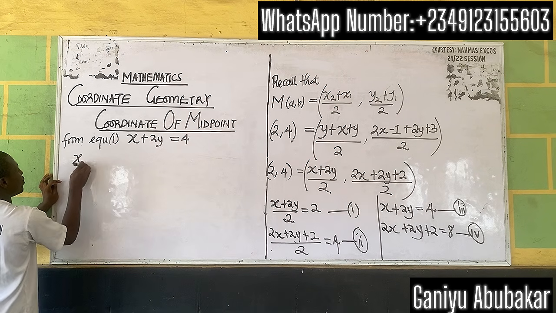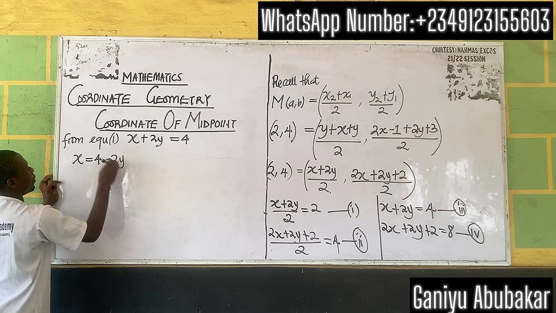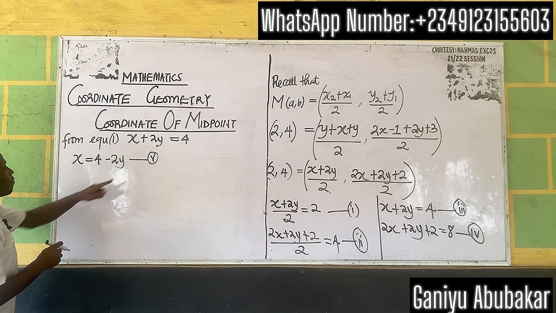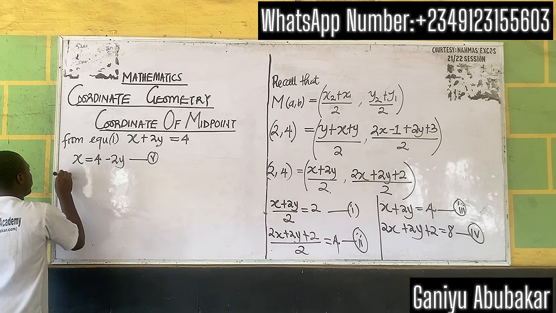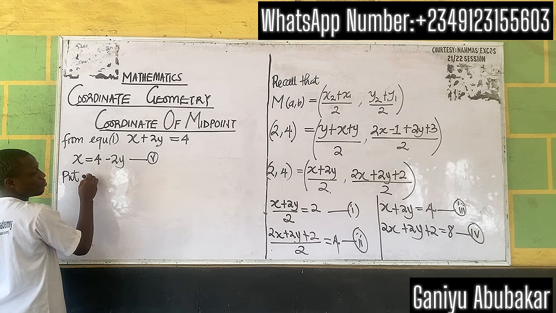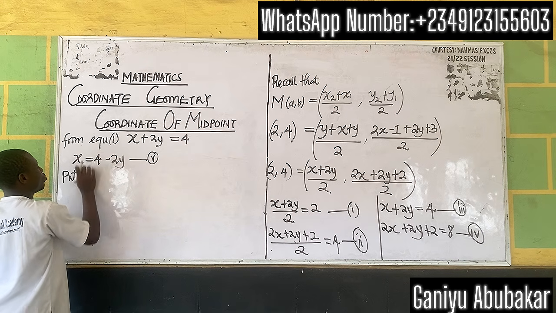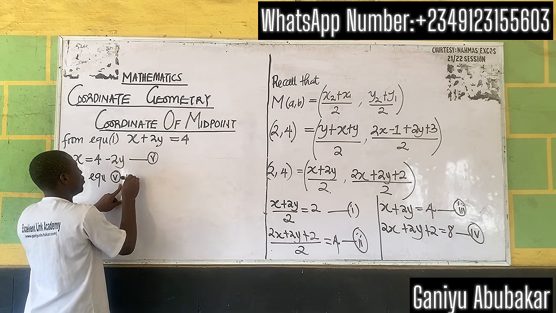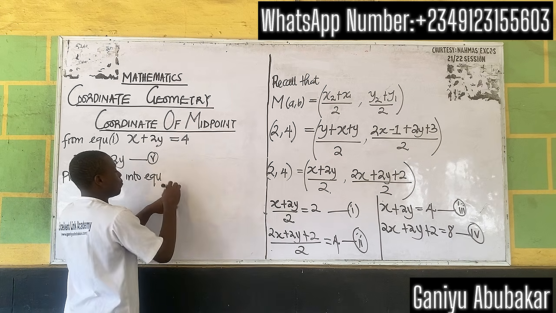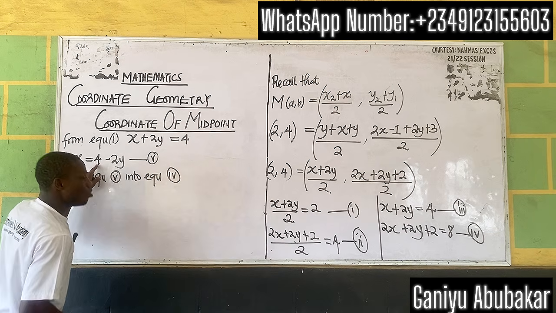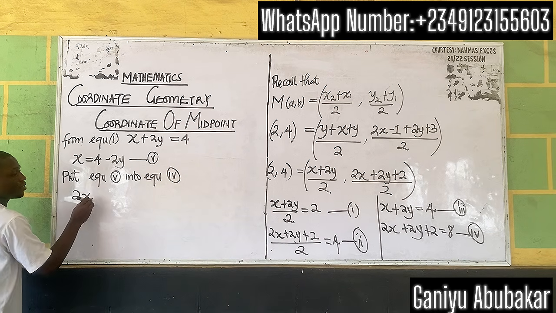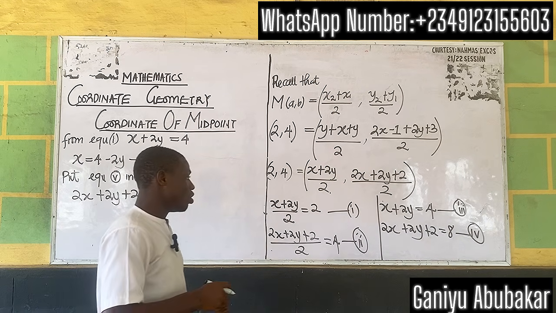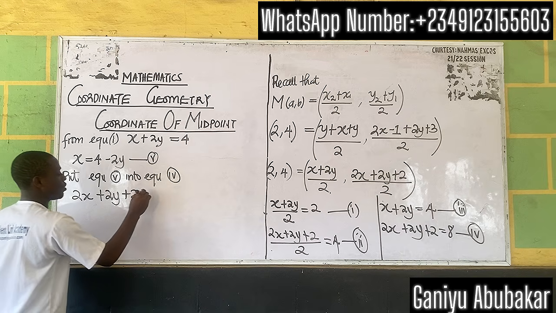I'll try to make x the subject of the formula. For me, I will have that x is equal to 4 minus 2y. So I'll call this equation 5. So I'll put equation 5 into equation 4. Equation 4, I'm having 2x + 2y + 2 equals 8.